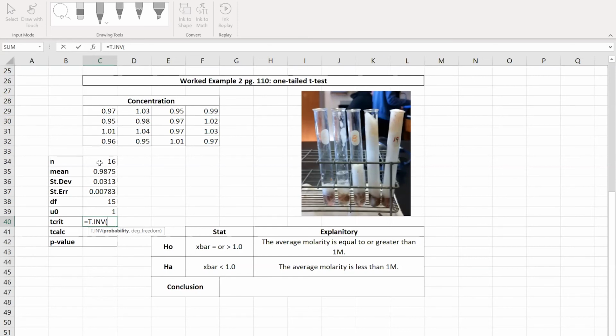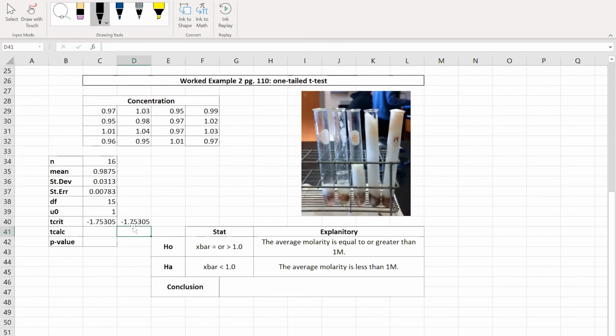So there's a couple options here. For probability, we can actually just type 0.05, the entire alpha value, and our degrees of freedom. And that will give us a negative t-value. We could also do the negative version of t.inv and put the positive alpha value, the 1 minus alpha, which would be 0.95, and then our degrees of freedom. And that will give us the same negative value.